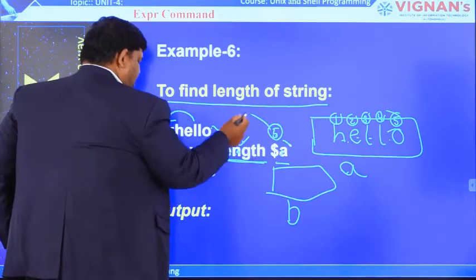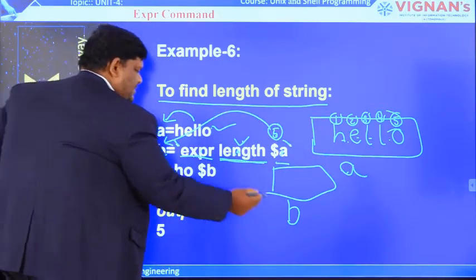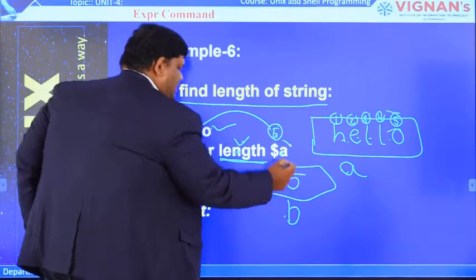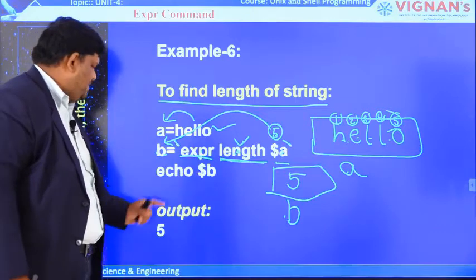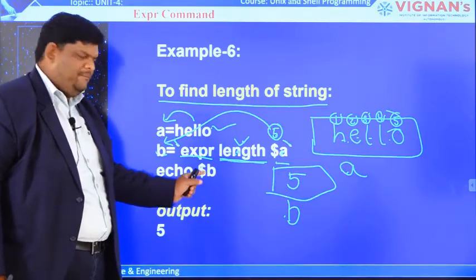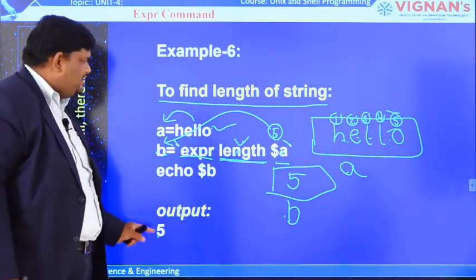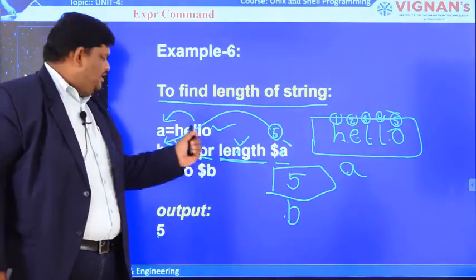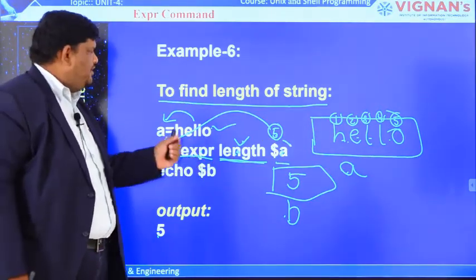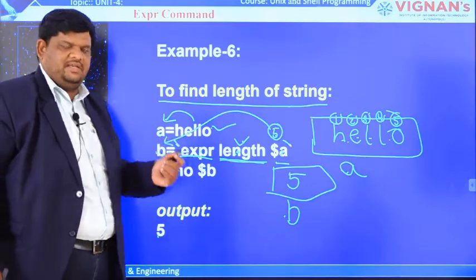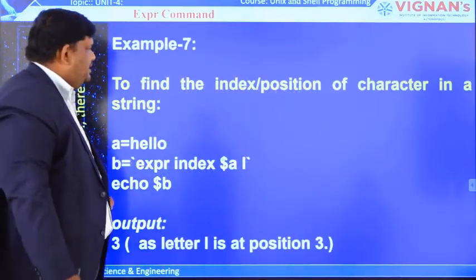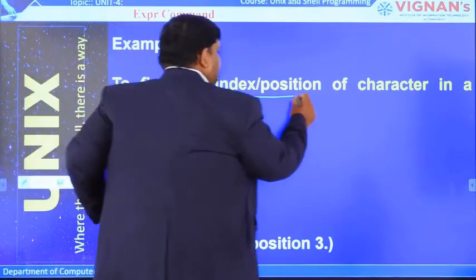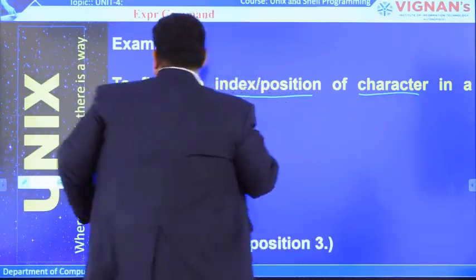Now this value is assigned to this variable. That means now the B variable contains the value 5. If you try to print the value present in B with the help of the echo command, echo space $B, then the answer is 5. So in this way, with the help of length along with the expr command, we find out the length of the string. While coming to the next application of expr, if you want to find the index or position of characters in a string.